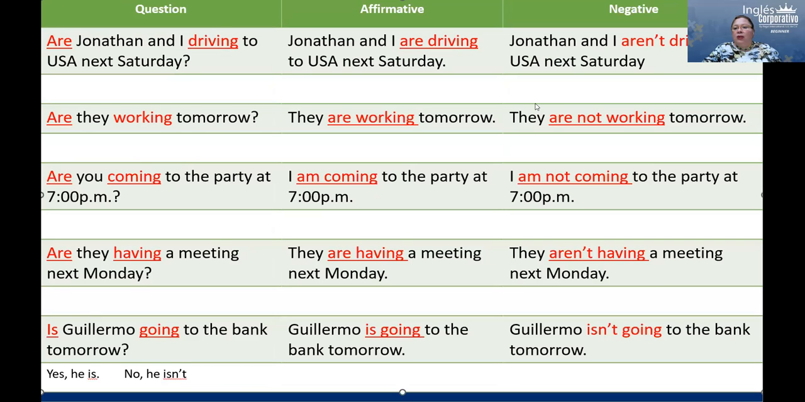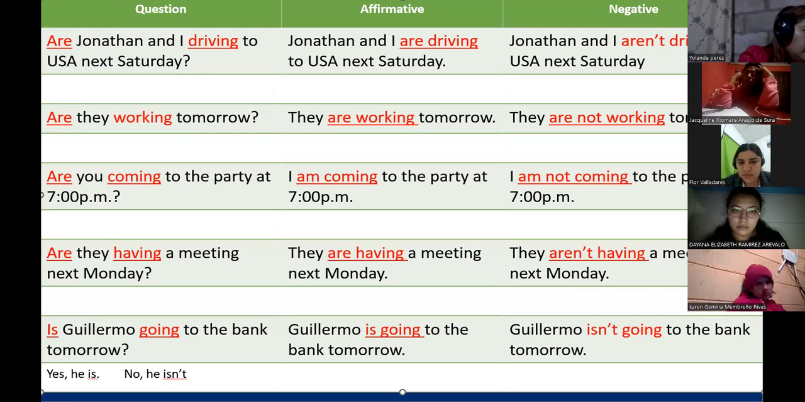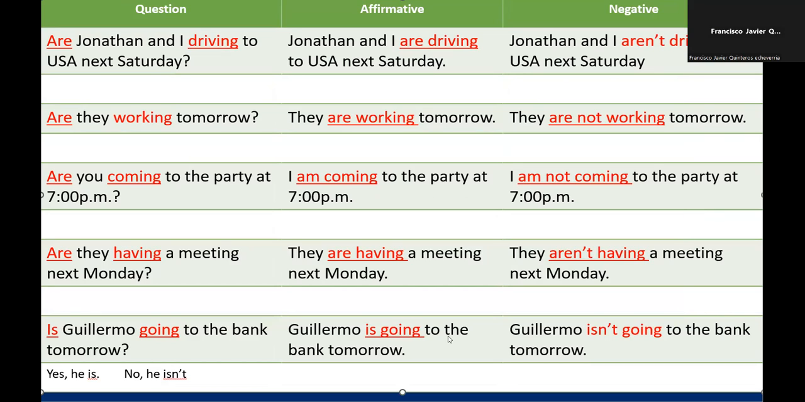Next one. Who wants to read the next one? Is Guillermo going to the bank tomorrow? Guillermo is going to the bank tomorrow. Guillermo isn't going to the bank tomorrow. Okay, tomorrow, not tomorrow. The intonation, remember? Ahora, recordemos que la entonación para la pregunta, cuando no hay una palabra de WH, va hacia arriba. Okay, vamos a decir, are Jonathan and I driving to USA next Saturday? Are they working tomorrow? Are you coming to the party at 7 o'clock p.m.? Va para arriba. A ver, leamos esta todos juntos para arriba, la que sigue.